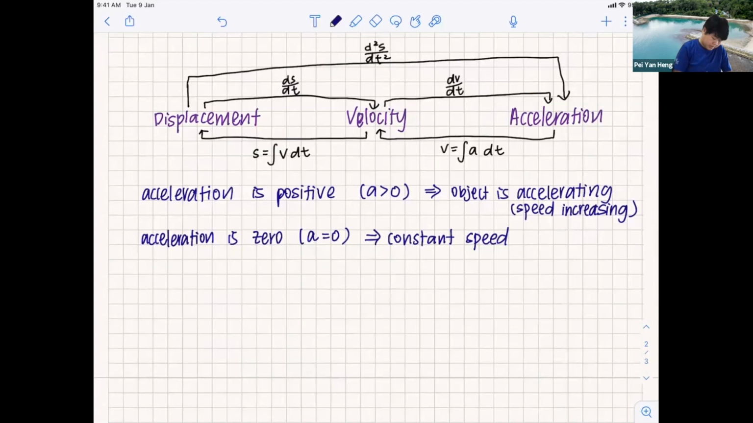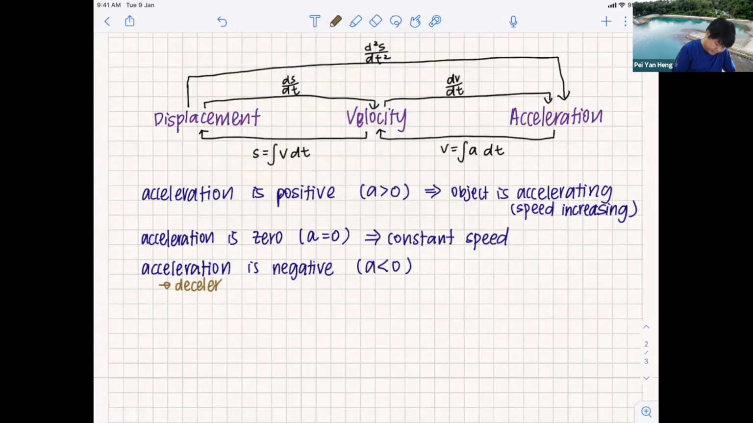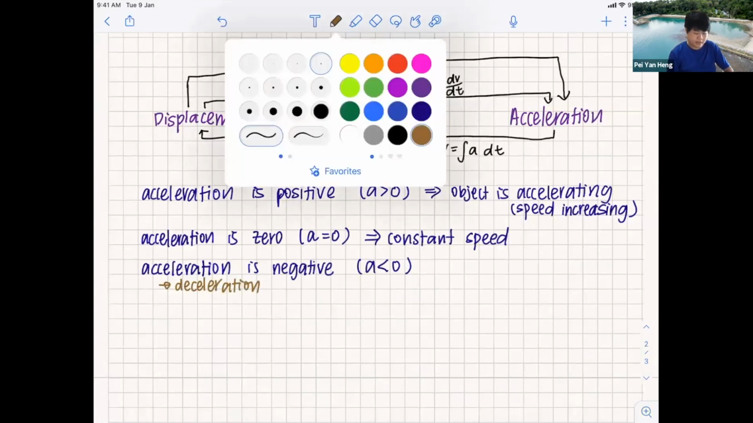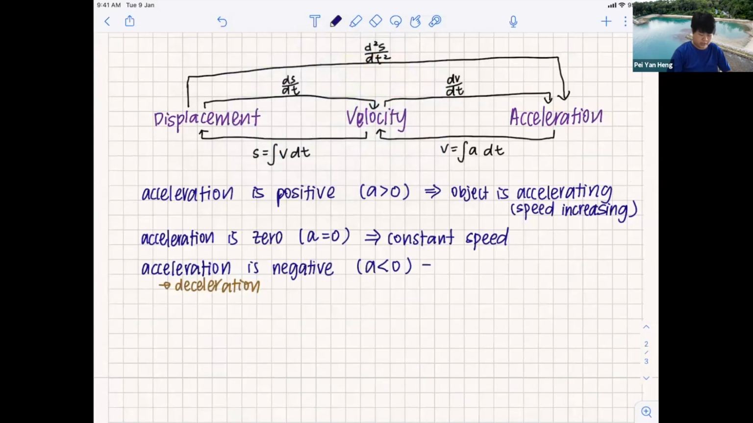And then the third condition is when acceleration is negative, a is smaller than zero. There is another word for this, also known as deceleration. In this event, we know that the object is slowing down. The speed is slowing down.